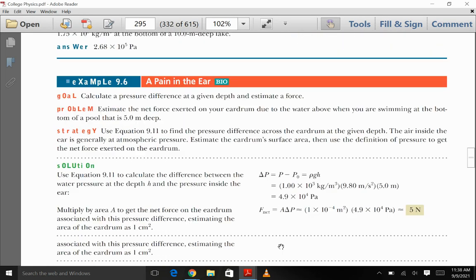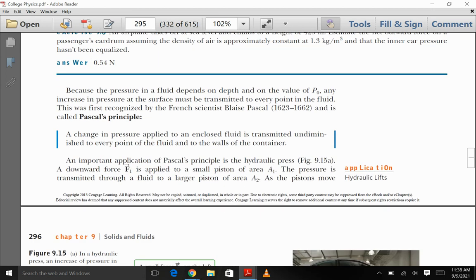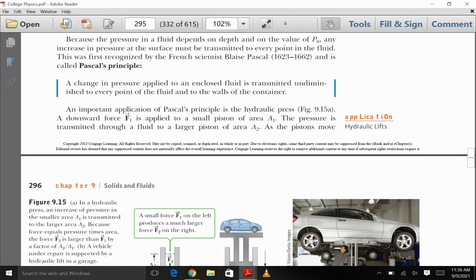Okay, so now we want to talk about Pascal's principle. I'm sure you've seen where you take a car for repair, and it's able to be moved up, and you're wondering how this is happening. So the principle that works there is what? It's Pascal's principle. This is the understanding that any increase in pressure at the surface must be transmitted to every point in the fluid.